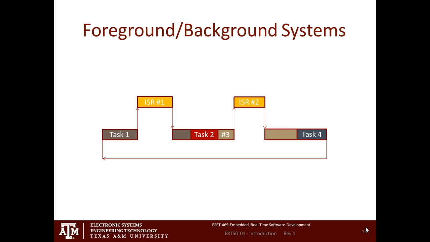Foreground background. So to get your terminology right, the background is the thing that you're doing in your while one loop. Okay? That's, in effect, your lowest priority. Okay? In a foreground background system. When an interrupt occurs, that is foreground. Okay? It's foreground because it's the most important stuff. It's the stuff that happens when it's supposed to happen, as opposed to the stuff that happens when you get around to it. Does that make sense?